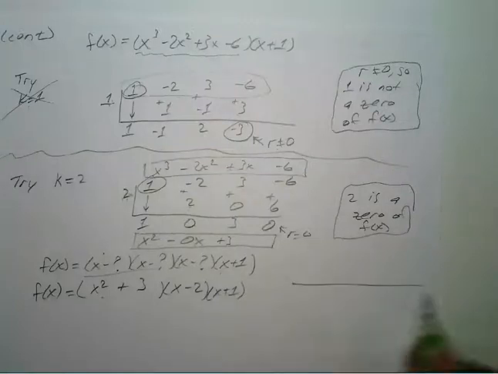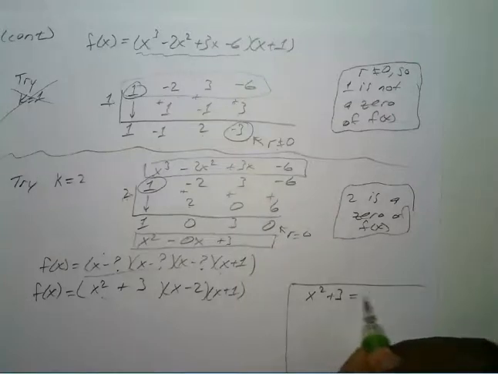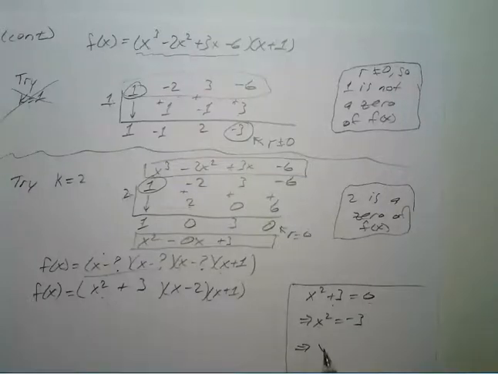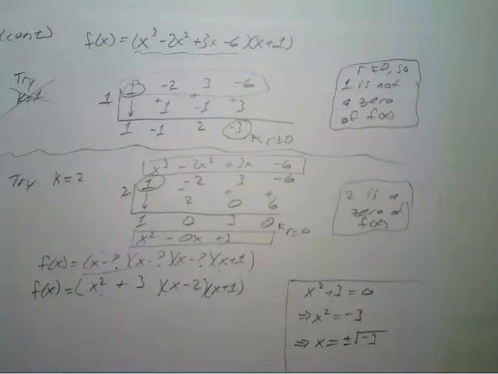Okay, so you have x squared plus 3 equals 0. Subtract 3 from both sides, you get x squared equals -3. We square root both sides, we get x is equal to plus or minus the square root of -3.